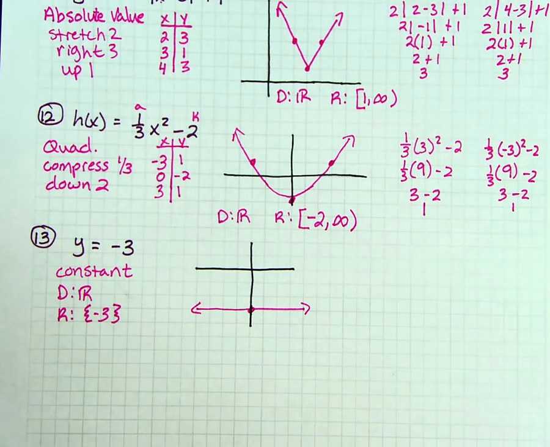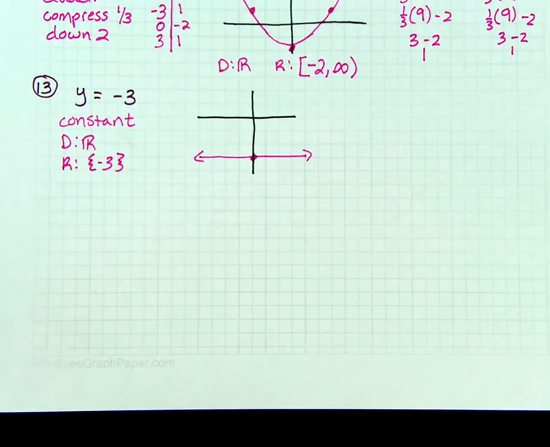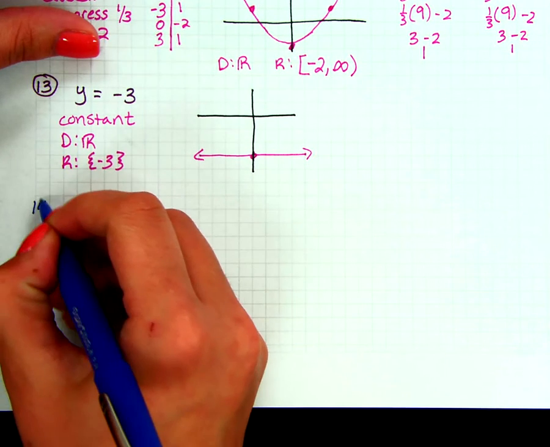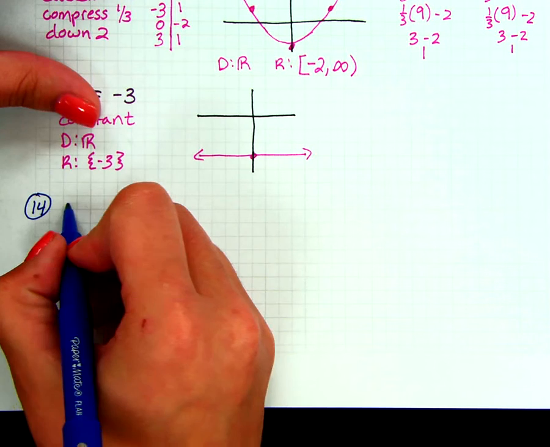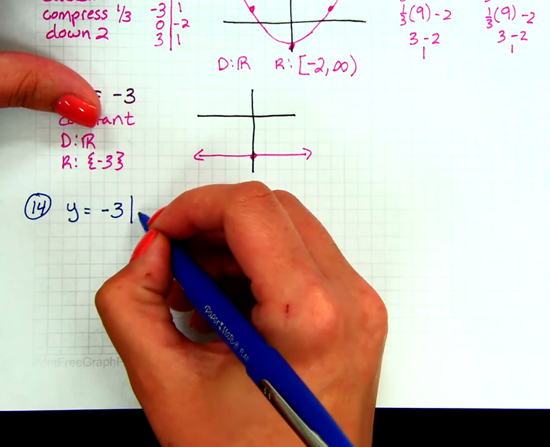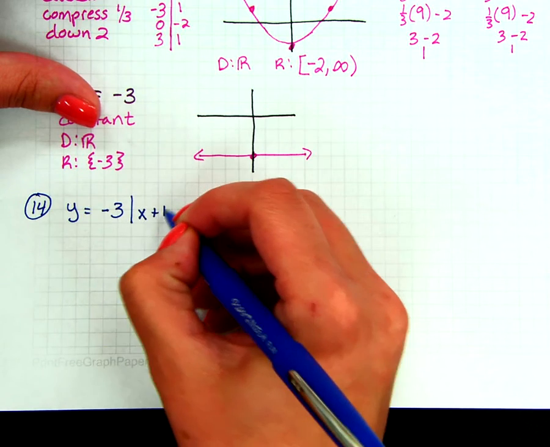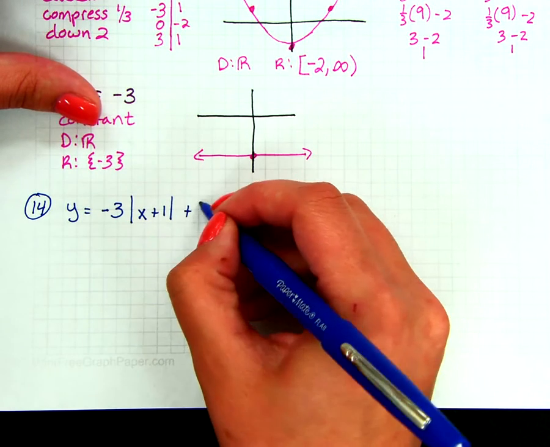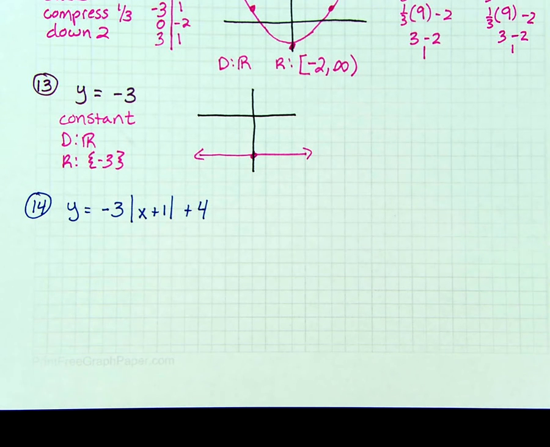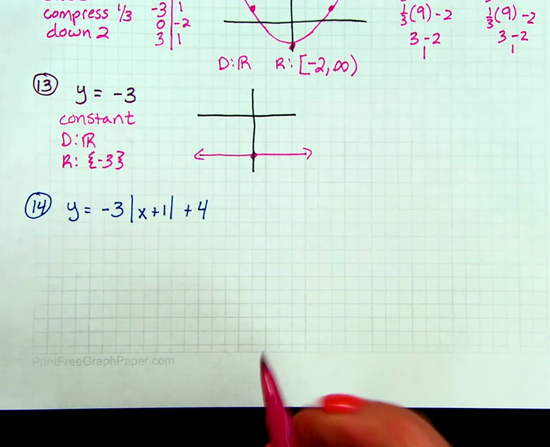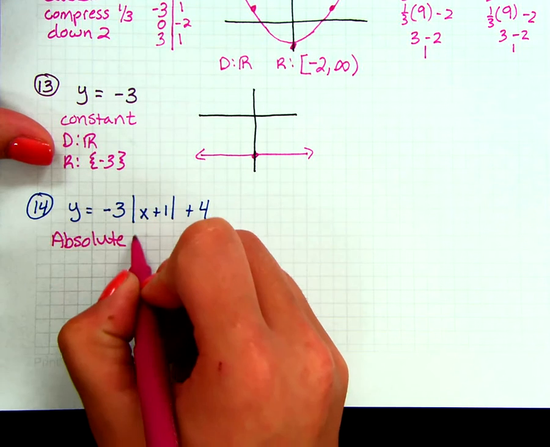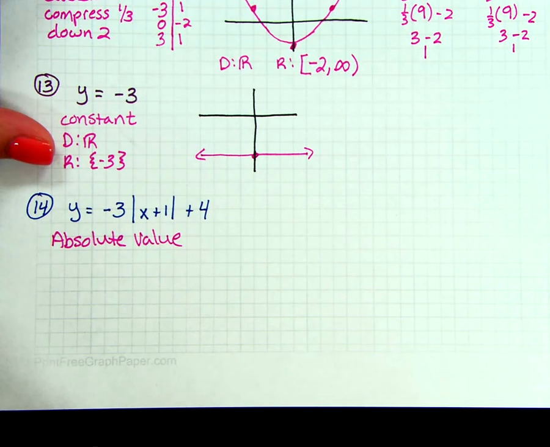Okay. Now I don't have it written on here already, but I am going to add in one more problem. So we're going to make a 14 here. So let's say we have y equals -3 times the absolute value of x plus 1, plus 4. Okay. So looking at this, it's going to be an absolute value. So when we graph it, it's going to be a V shape.